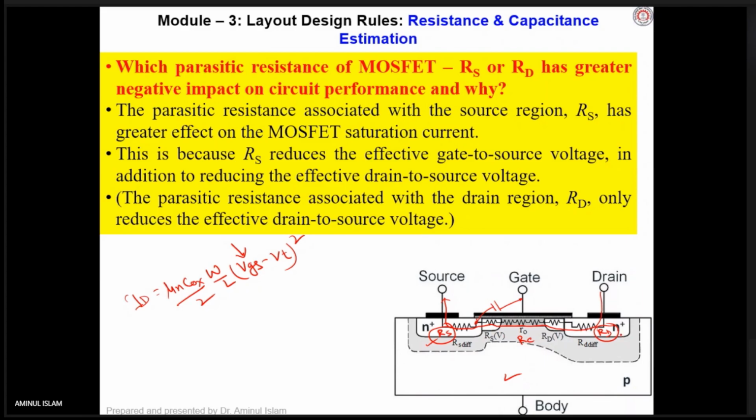So the question is, which one is more critical or going to create problems? Problem means delay only. RS or RD? Earlier we denoted them by RS and RD. Which one and why? The answer is here. If you take this screenshot, it is easy to recollect and will be helpful in the exam. This is RS because RS reduces the VGS as well as VDS. Okay.